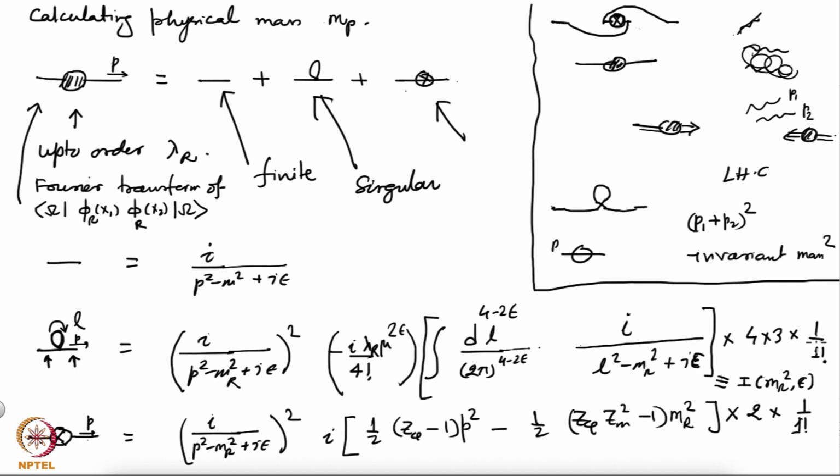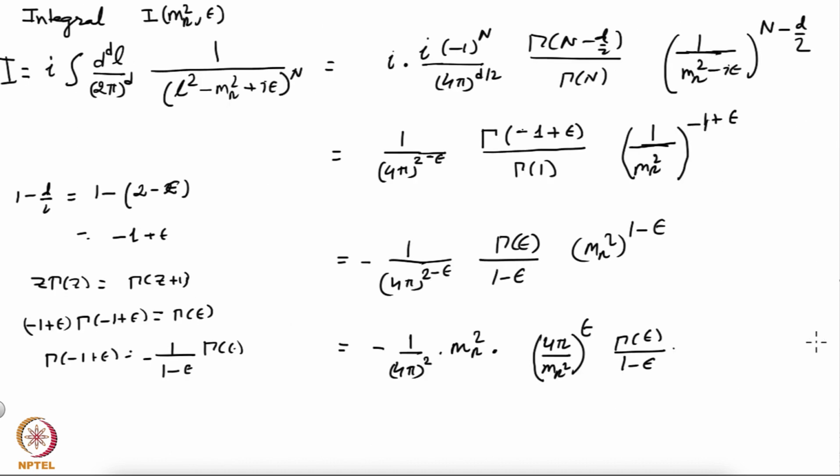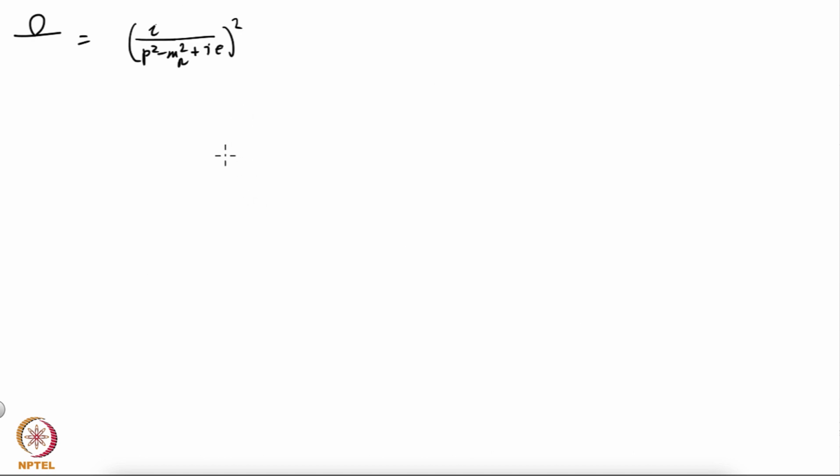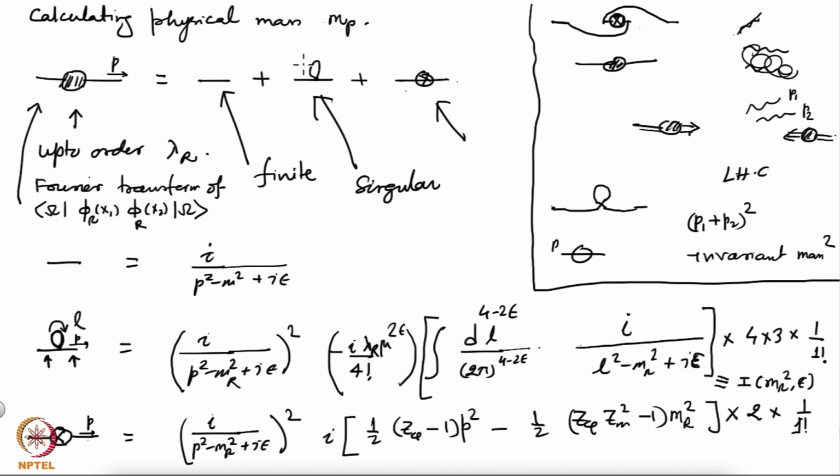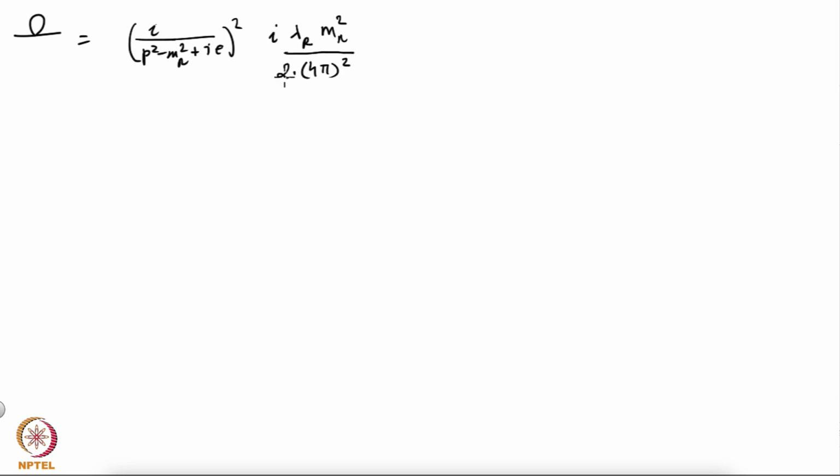Okay, so let me write that down. I should have a factor of i. Let me write and then check. So I'll get i lambda r mr square. There is a factor of half, and then you have 4 pi squared, and there is a factor of half. Let me show you. So 4 times 3, divided by 4 factorial, gives a factor of half. In the denominator, a factor of 2. So that is the factor of half here, 1 over 2.